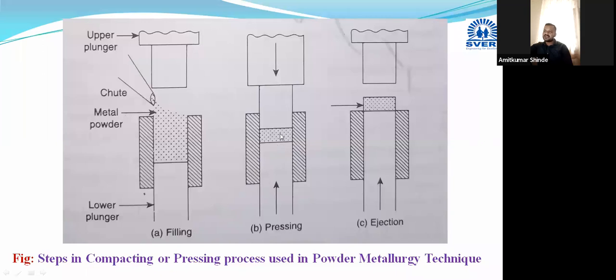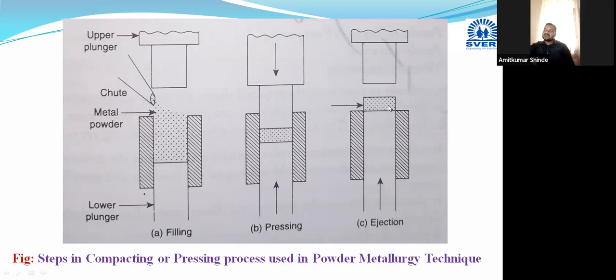Then after sufficient pressing, that component is ejected from the metal die cavity by raising the lower plunger. The component obtained at the end of this compacting stage is termed as compact, or also green compact, because it has improved density. Improved density is obtained, hence it is also termed as green compact.